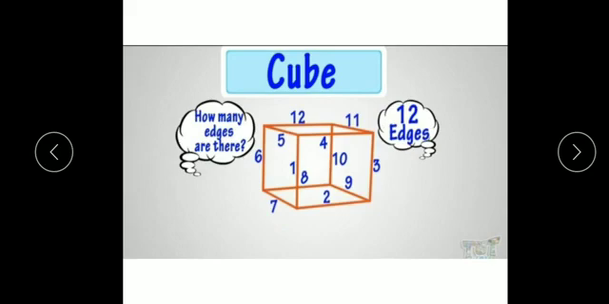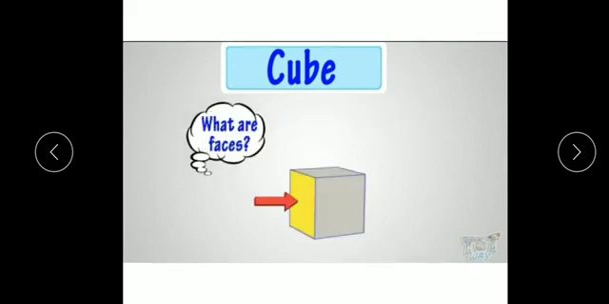Now let's count the edges. Children, edges means the sides. In a cube there are 12 edges. Let's count. 1, 2, 3, 4, 5, 6, 7, 8, 9, 10, 11 and 12. These 12 are the edges, or you can say sides. So there are 12 edges in a cube.